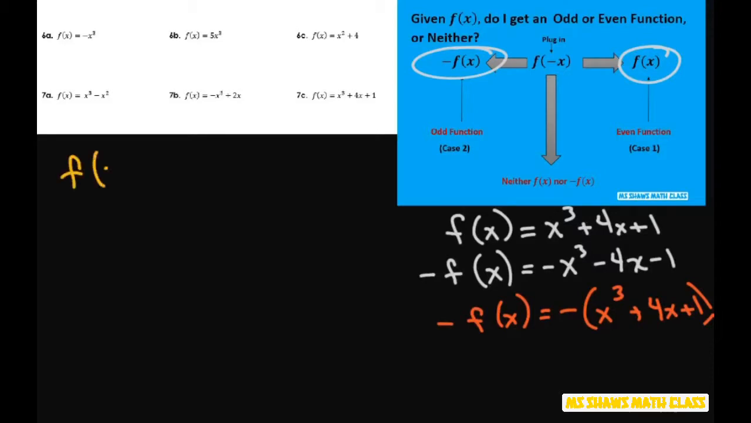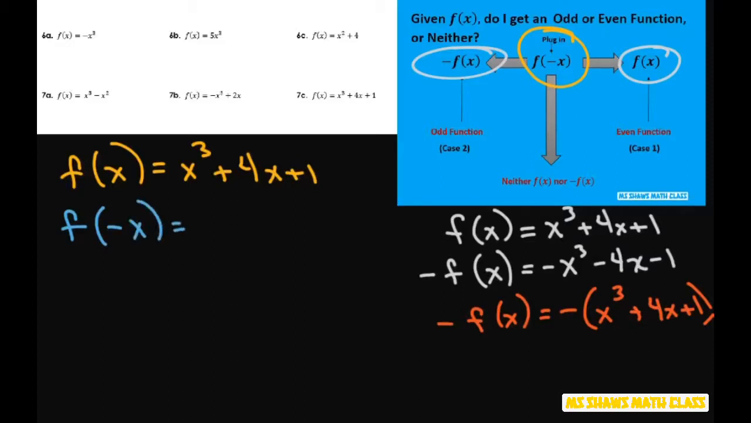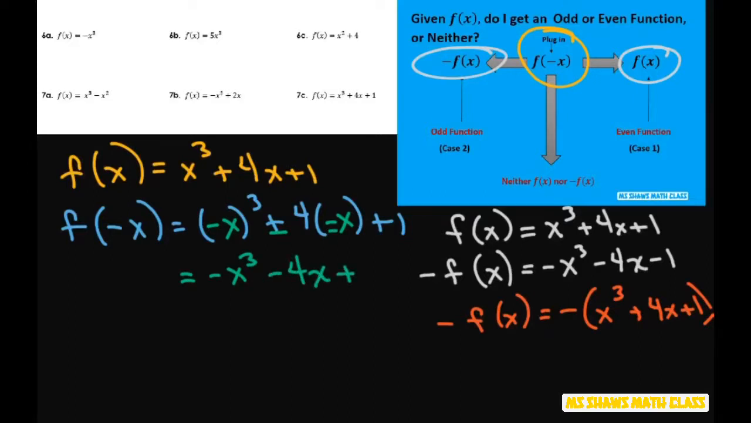We have f of x equals x cubed plus 4x plus 1. Now let's test it out with plugging in negative x. So f of negative x equals, and I like to write it like this until I get used to it. Let's plug in negative x. 3 negatives make a negative. Positive and a negative is going to be minus. It's going to be plus 1. And that's it.